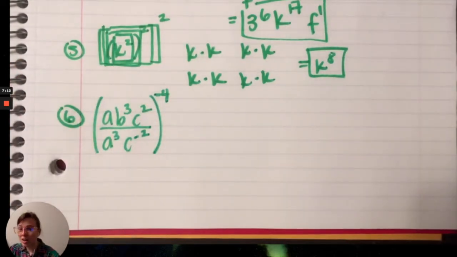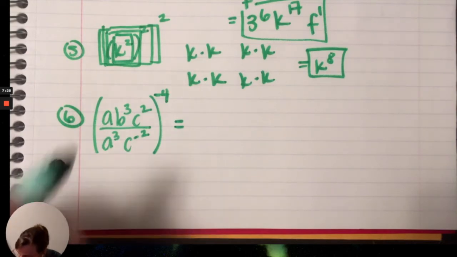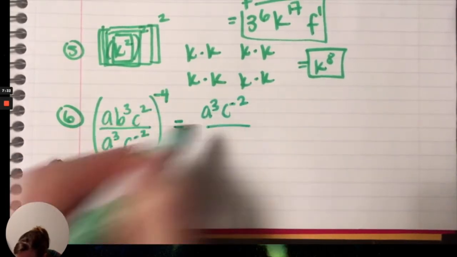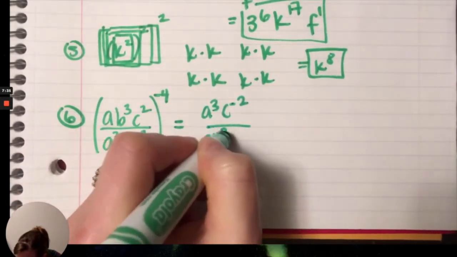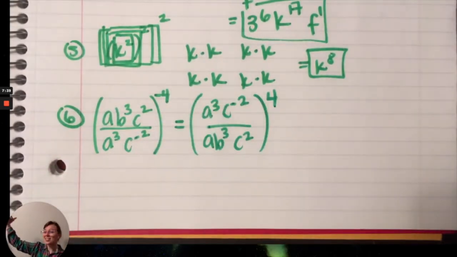Now, negative exponents are funky because there's no way to put them in expanded form. I just need to make them positive, then I can do expanded form. So, making them positive means I have to flip everything. Numerators become denominators, denominators become numerators. So I'm going to rewrite this as a cubed, c to the negative 2, a, b cubed, c squared, and because I've flipped everything inside, its whole base, I can now have it as a positive 4 as the exponent.